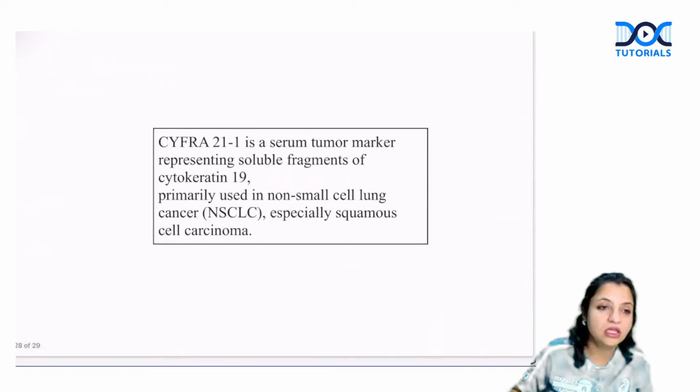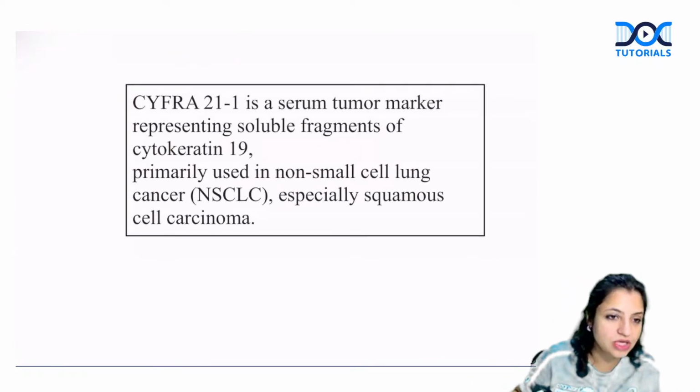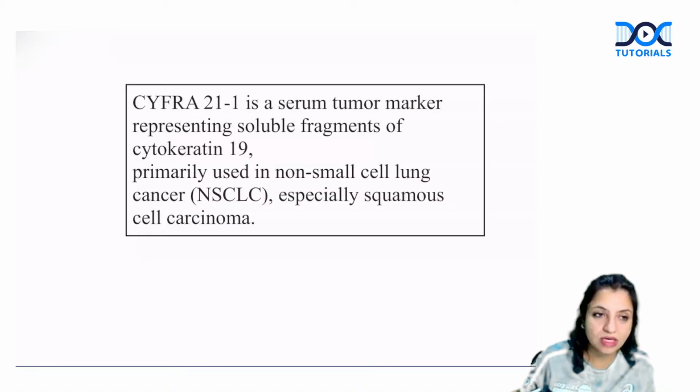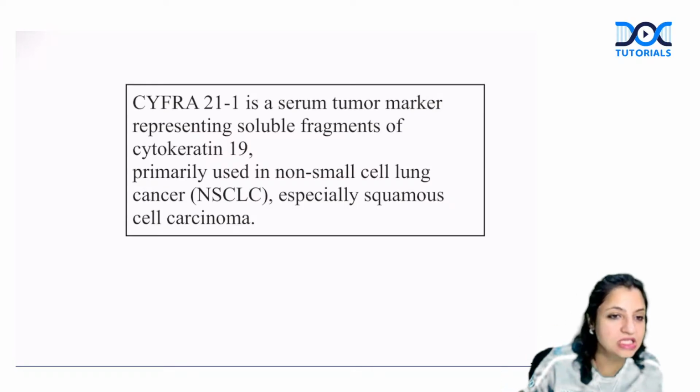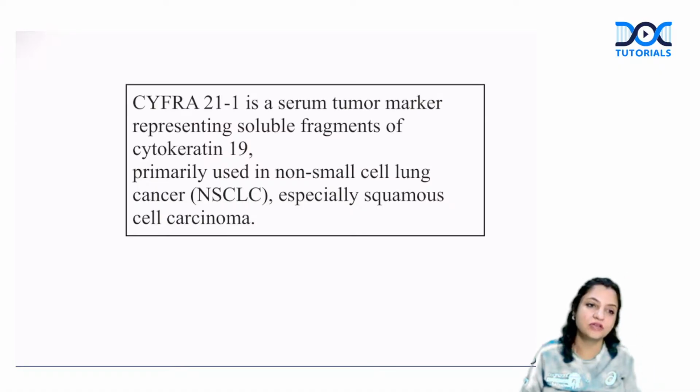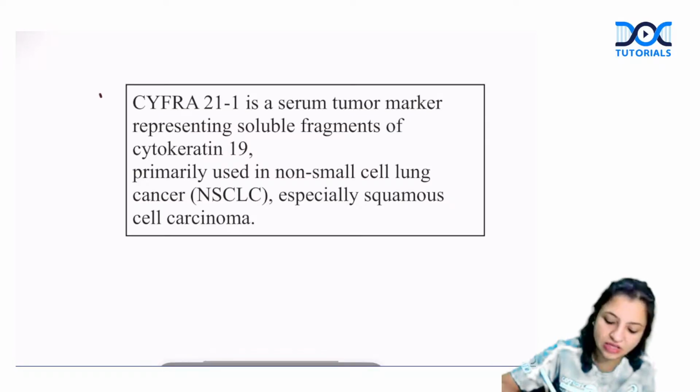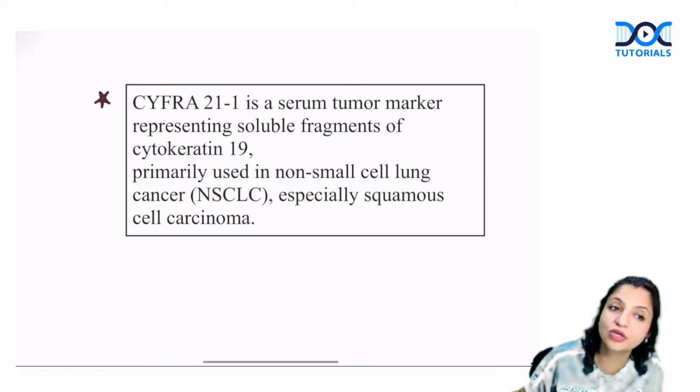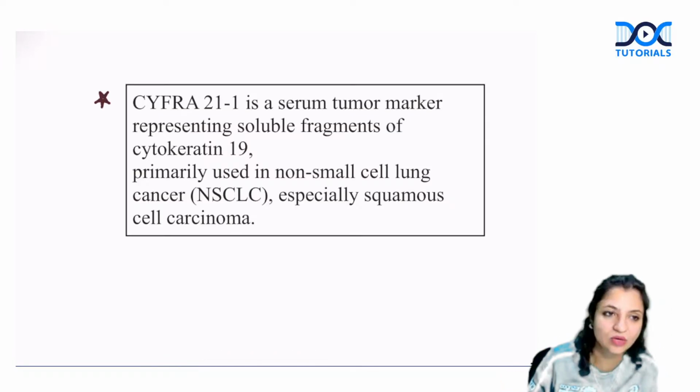Okay. Now, some of the new tumor markers which came into attention were CIFRA. So CIFRA 21 is nothing but a soluble fragment of CK19, and CK is a marker for squamous cell carcinoma of the lung. So these are positive in squamous cell carcinoma of the lung, and it's a new tumor marker, and that is why you have to remember the CIFRA 21.